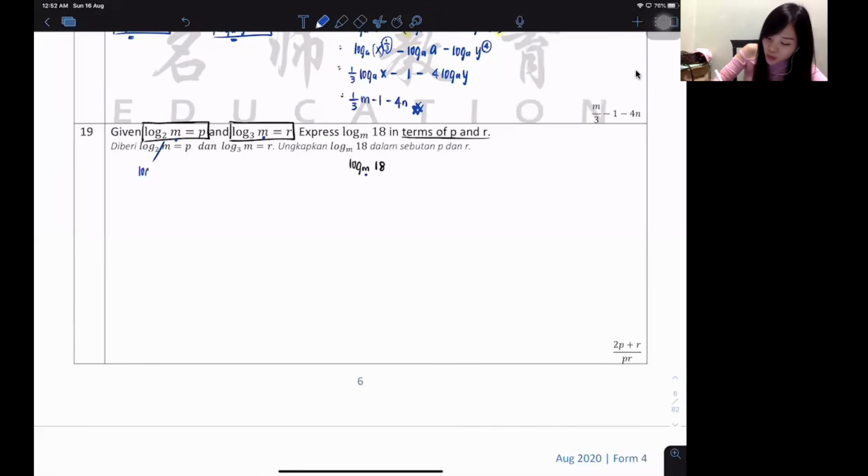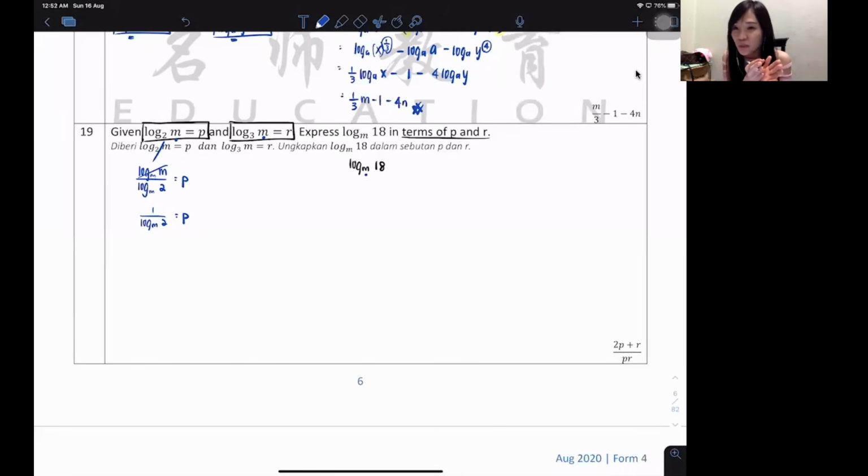So you see, whenever you want to change base, isn't it becomes a fraction? You want what base? M. Who do you write on top? The bigger size, M. Who do you write at the bottom? The smaller size, 2. Isn't it equals to P? Log MM is what? 1. Isn't it this is what you guys get? Correct? So until here, how do you guys do it?